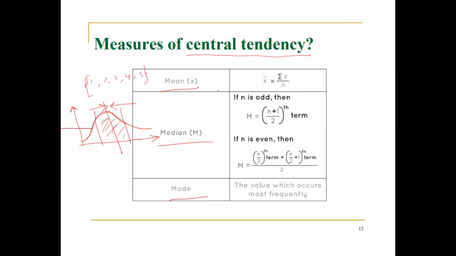Mean is basically the average of the data set. Median means, after arranging our data set in ascending or descending order, what is the middle value? And mode is the value which occurs most frequently.